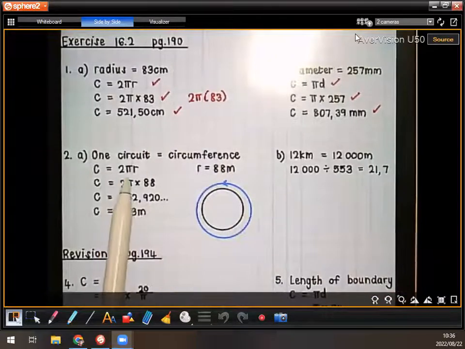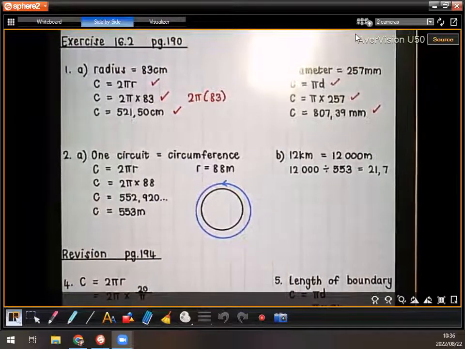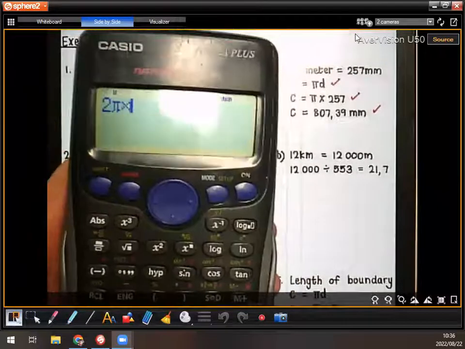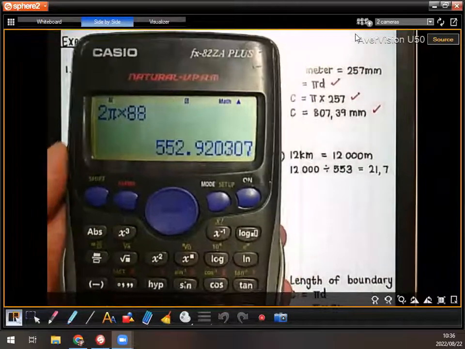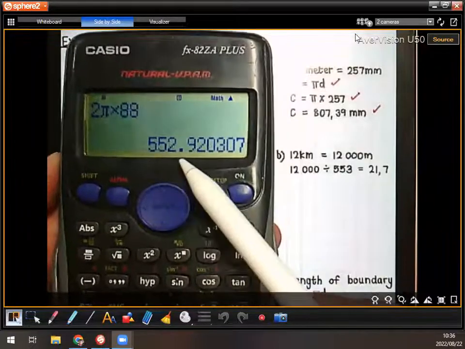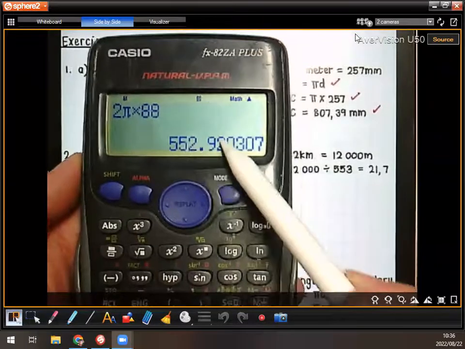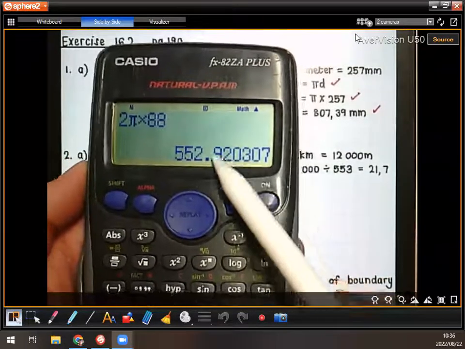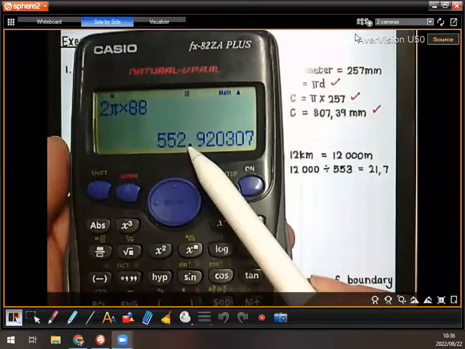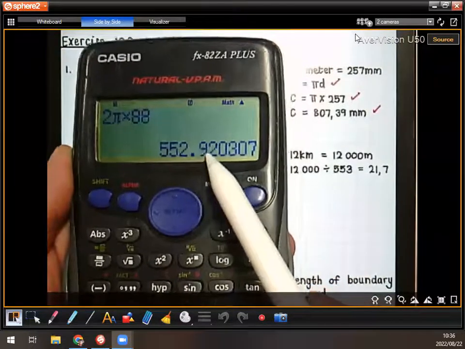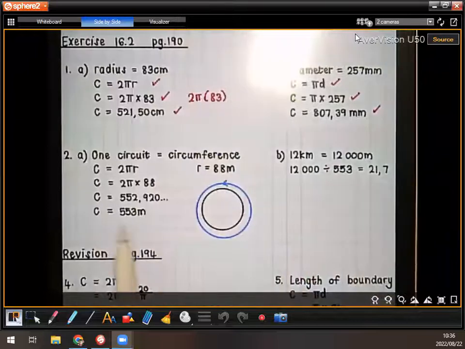We're using 2 pi radius. Okay, so 2 pi times 88. Type it into the calculator. Now for this one, they say round to the nearest meter. So if we do that, 2 pi times 88, and you get 552.9. So we agree that we must round this up now to the nearest meter, right? Because it's a 9. If that was like a 4, we would say 552 meters. Okay, but because this number is 5 or bigger than 5, we have to round up. So 553 meters.